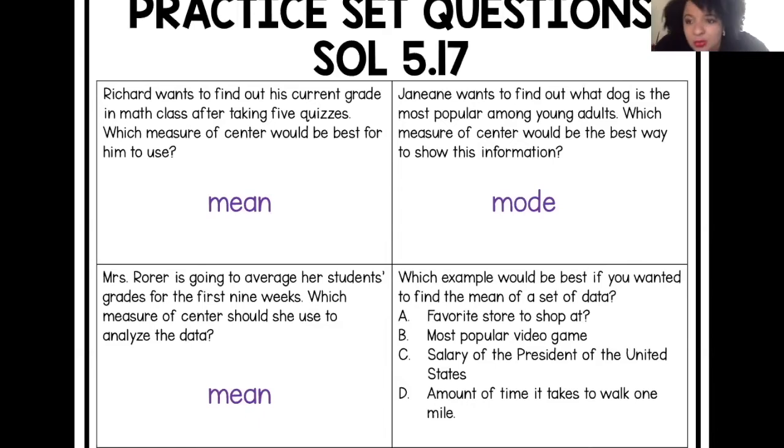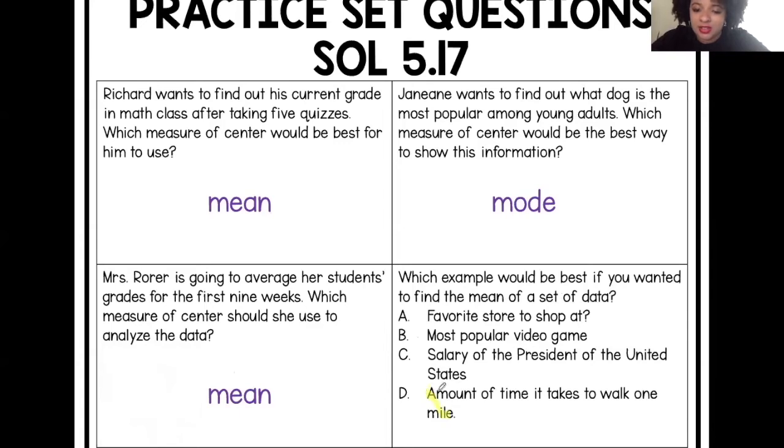And finally, which example would be best if you wanted to find the mean of a set of data? Let's take our highlighter tool so we can highlight the answer. Favorite store to shop at? No, that's not going to give us the mean. The most popular video game? No. The salary of the President of the United States? No. But the amount of time it takes to walk 1 mile.